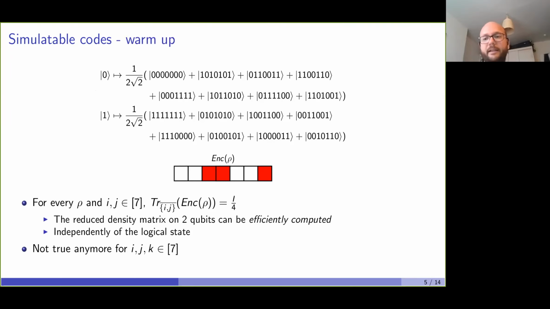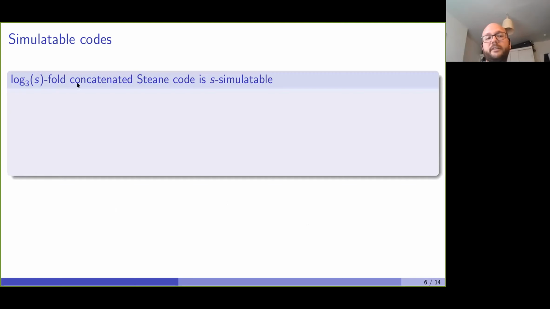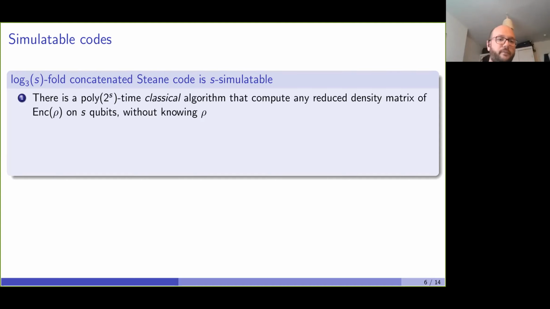So the idea of simulatability of codes is giving a step further, and showing that actually if you consider, instead of the simple Steane code, the k-fold concatenated Steane code, then you can simulate bigger and bigger density matrices. In particular, I show that if you have a log S fold concatenated Steane code, then you can simulate any reduced density matrix on S qubits of a code word without knowing the encoded state. Okay, and that's what I just said.